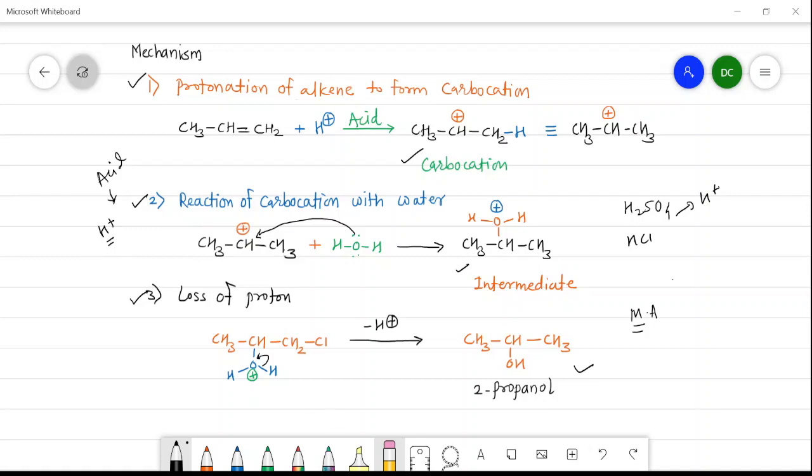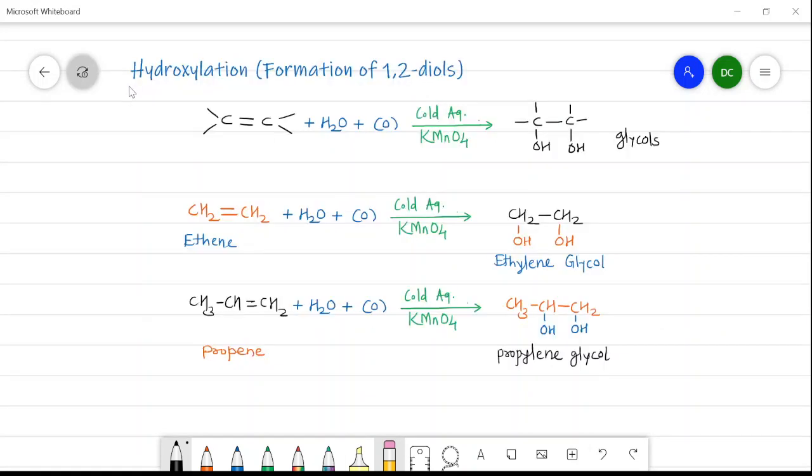Now we will see the next, that is hydroxylation. In the presence of water, we cannot add 2 OH groups across the carbon-carbon double bond. To add 2 OH groups across the double bond carbons, we have to take a specific reagent called KMnO4, that is potassium permanganate, or OsO4. It causes the addition of 2 OH groups across the double bond, and this process is known as hydroxylation. It will give diols, that is 1,2-diol. So hydroxylation is used for the formation of 1,2-diol.